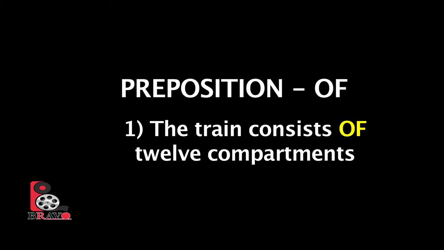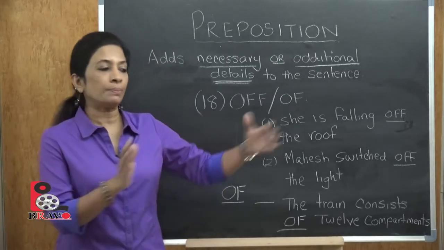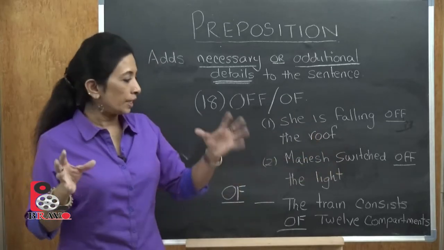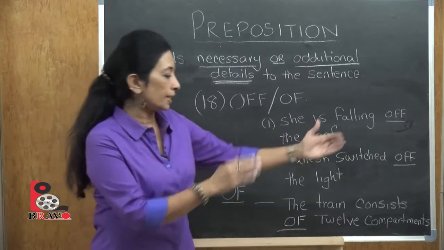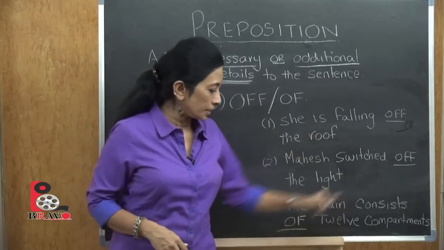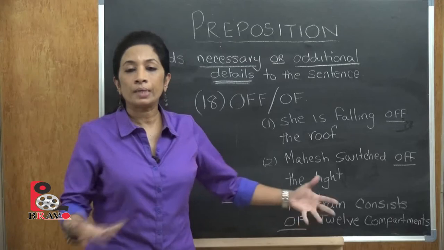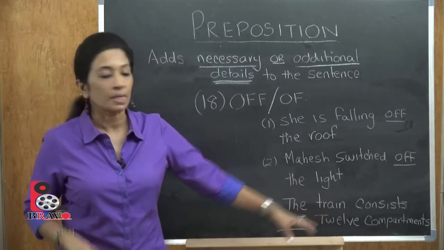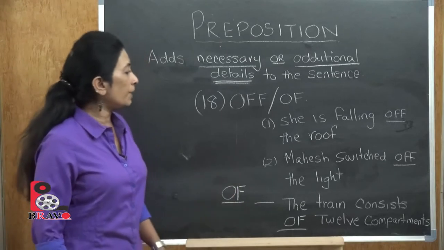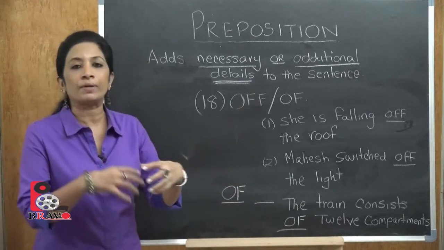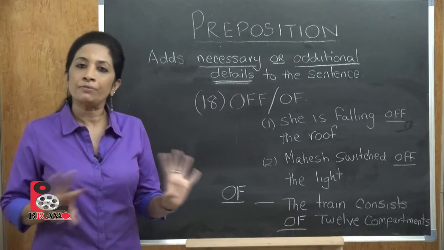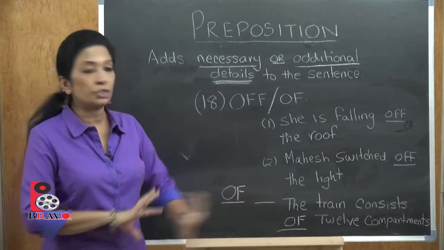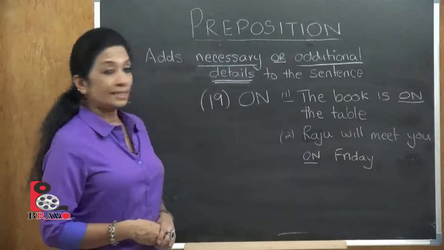The train consists of 12 compartments. So each compartment makes the entire train. So each compartment is joined together. So it says the train consists of, how many compartments has it got? It consists of 12 compartments. So you can see, like in English you have many words like this. These have very similar sounds but two different meanings, and they're used in two different concepts altogether.